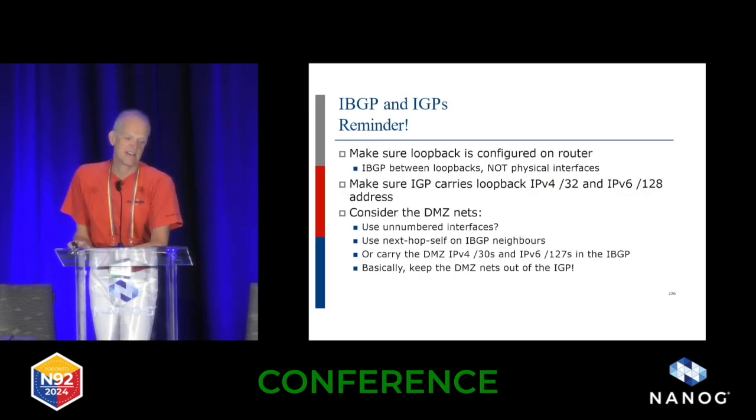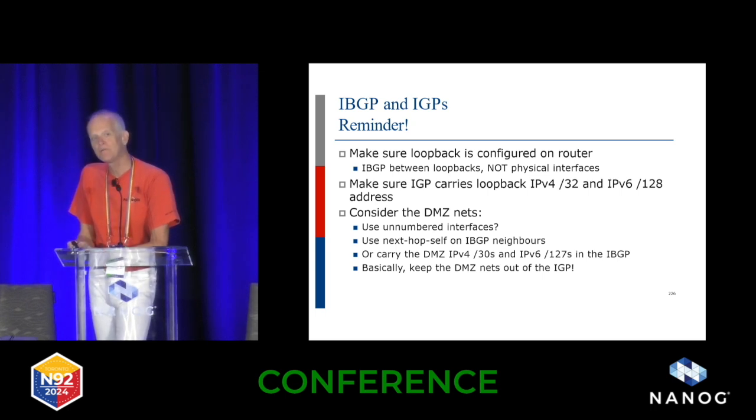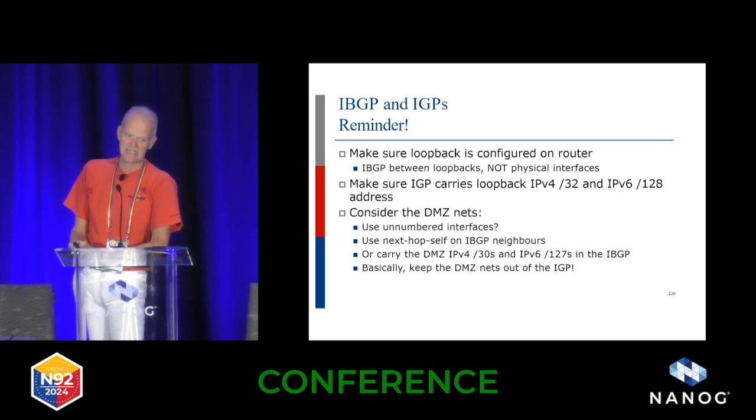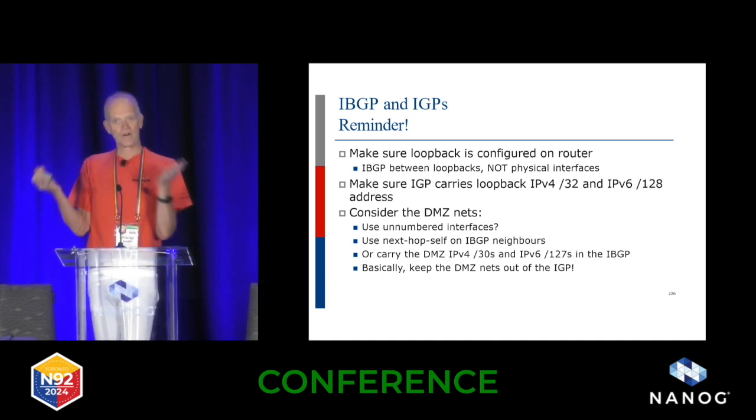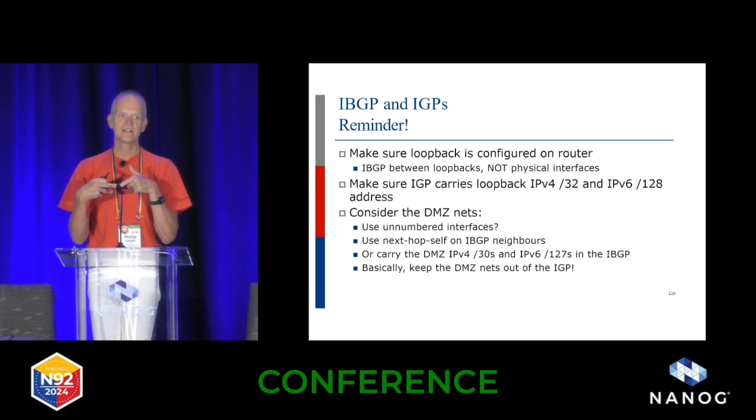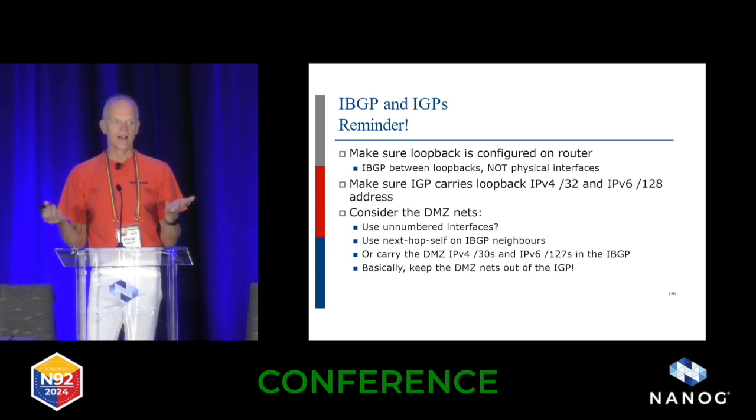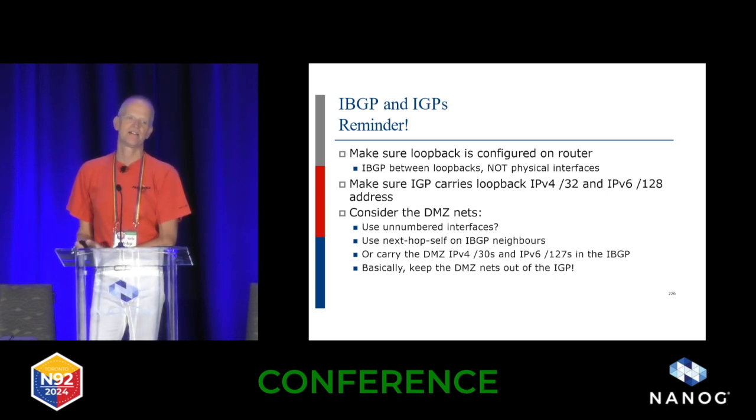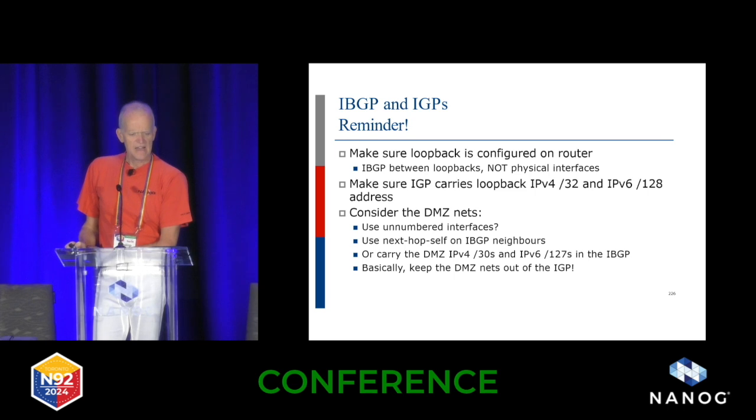So the iBGP and IGP reminder, right? We run the iBGP between the loopbacks, please, not physical interfaces, just because it lets us scale things in the longer term. You may have two routers now. Yes, it'll run perfectly fine on the point-to-point link. What happens when you add a third? How are you going to do iBGP after that? In the networks I've built for years, we just build iBGP between the loopbacks.